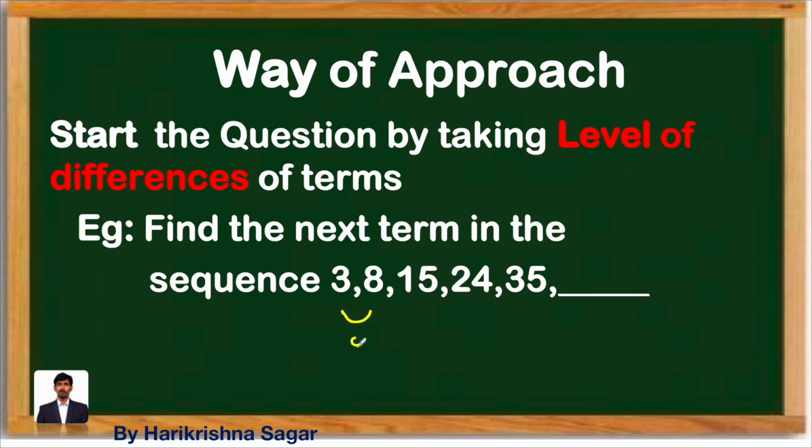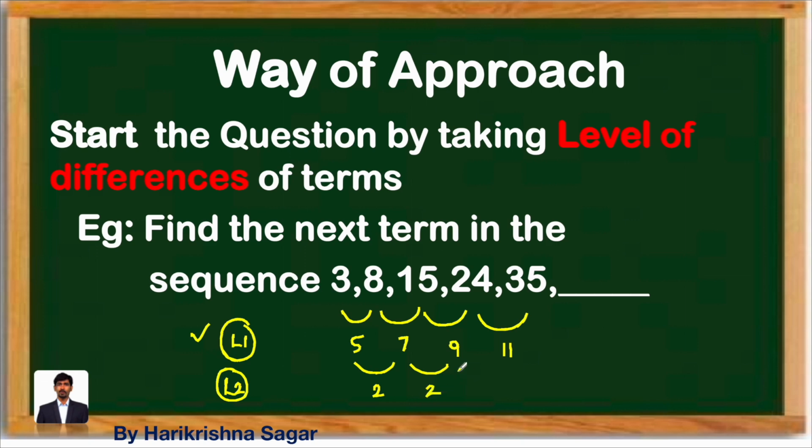So 3 to 8, the difference is 5. And 8 to 15, the difference is 7. Then 15 to 24, difference is 9. And 24 to 35, difference is 11. If you are able to understand a logic in the level 1 difference, then that's fine. Otherwise, you can go for level 2 or level 3 based on the difficulty of the question. In level 2, I am able to see the difference of 2, 2, 2. That means the next difference must be 2. If it is 2, this number must be maintaining a difference of 13. That means your answer will be 35 plus 13, which is equal to 48. So mark the answer. The next term is going to be 48.